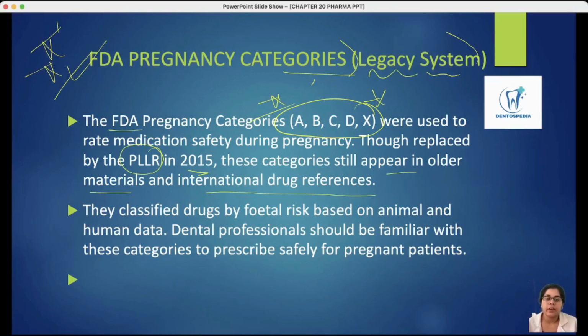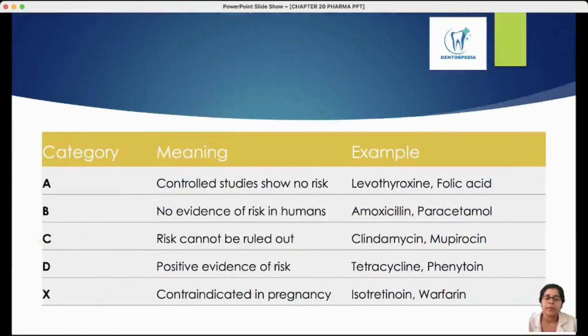These categories still appear in older materials and international drug references. They classify drugs by fetal risk, based on animal and human data. This is also important, to know what it is based on. Dental professionals should be familiar with these categories to prescribe safely for a pregnant lady. Now, important: first is category A. Category A has controlled studies showing no risk.